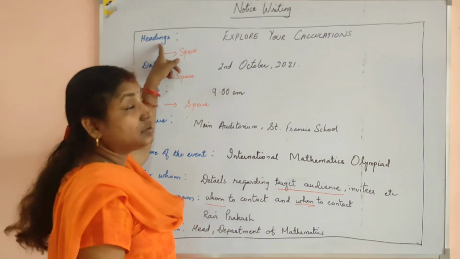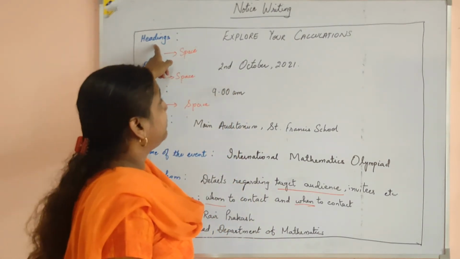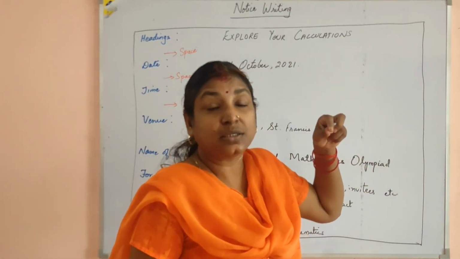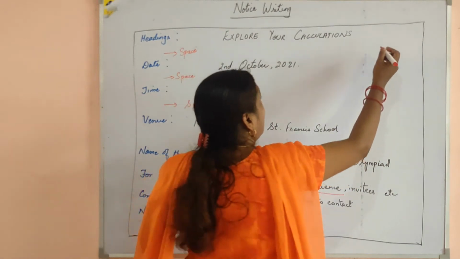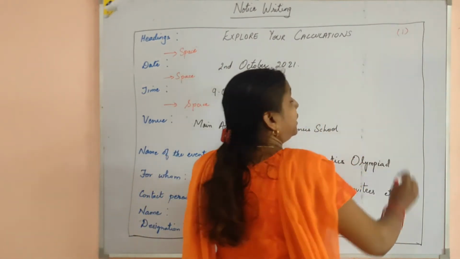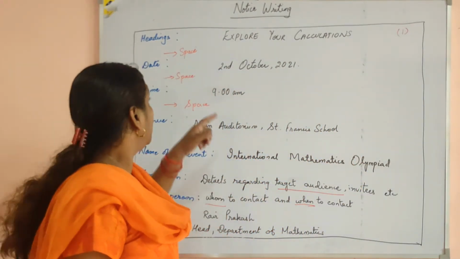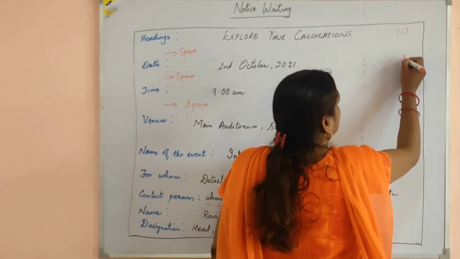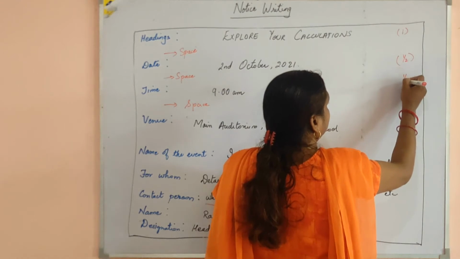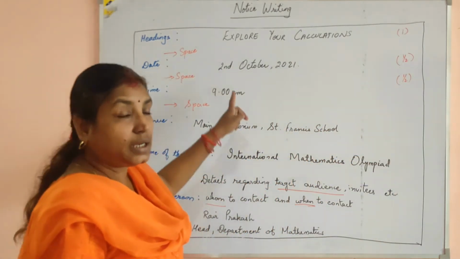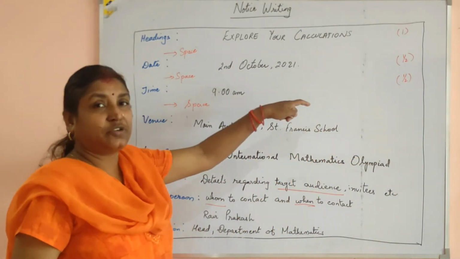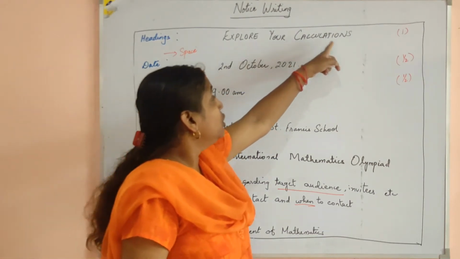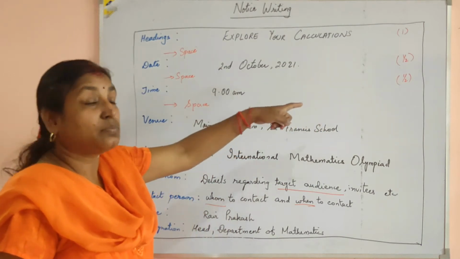So first and foremost, heading. Heading should be catchy. The more impressive the heading is, the more marks you get. The maximum marks allotted for your heading is 1 mark. Then coming to date and time, you have half marks each. Date half mark, time half mark. If you mention these steps in a proper order and in a proper manner, you will get these marks.